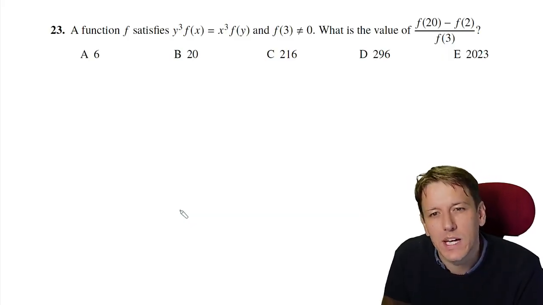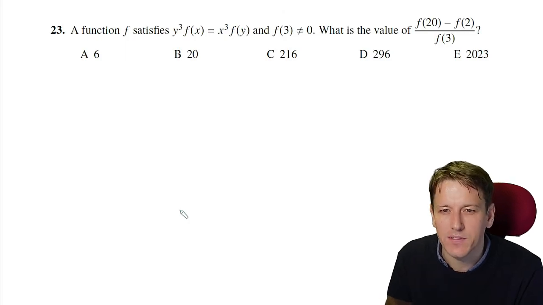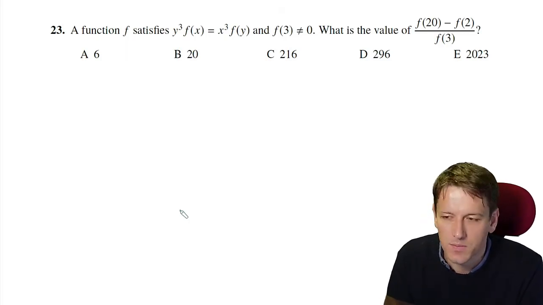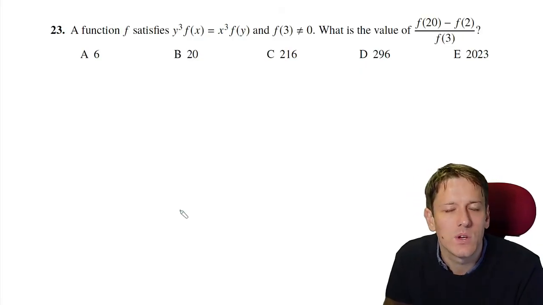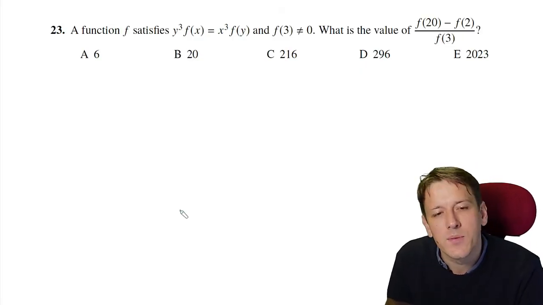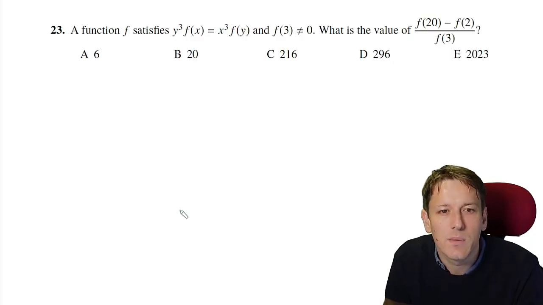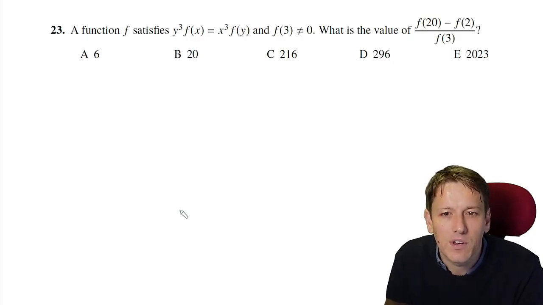And so we want to work out what the value of f of 20 minus f of 2 divided by f of 3 here is. Obviously, if f of 3 was 0, this wouldn't really make sense. So it might be a bit hard to work out where to start here, but really I think the only numbers we've got here that could be sensible for x and y that would be useful will be 2, 20, and 3. So we might just start playing around with those.